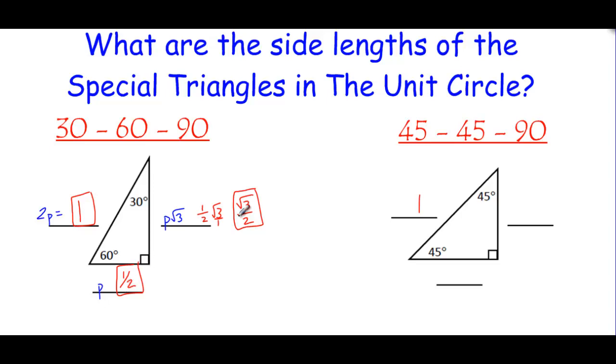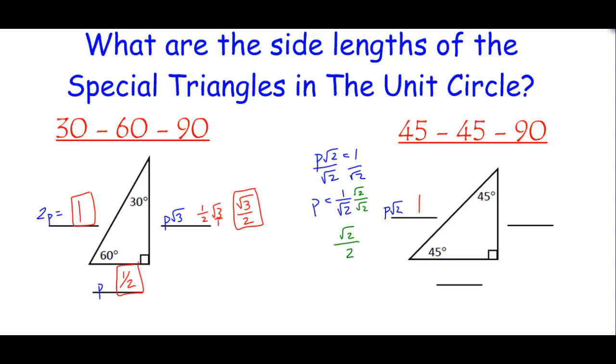So let's do the same thing for our 45, 45, 90 triangle. The side that I know is the P root 2 side, and this is where it can get a little bit messier. But if I know P root 2 is equal to 1, I can solve for P by dividing both sides by root 2. So I get P is equal to 1 over root 2. The only thing is we don't like to leave answers like that, so I'd multiply top and bottom by root 2, and I get a final answer of root 2 over 2.